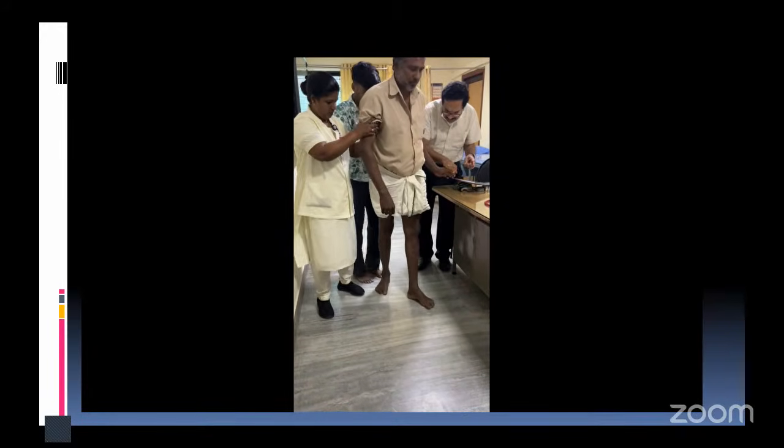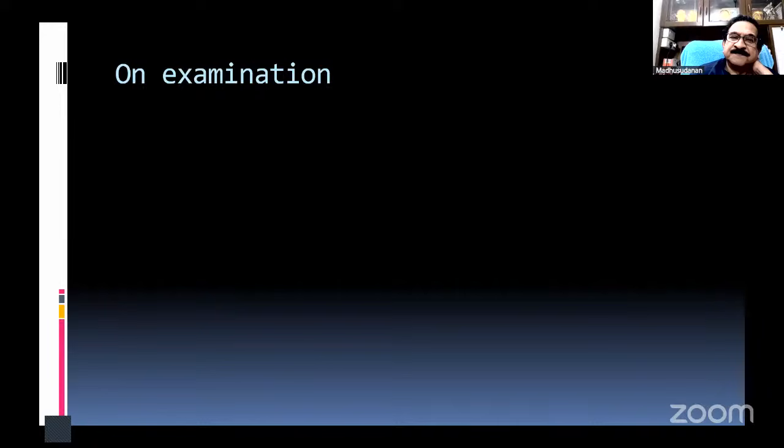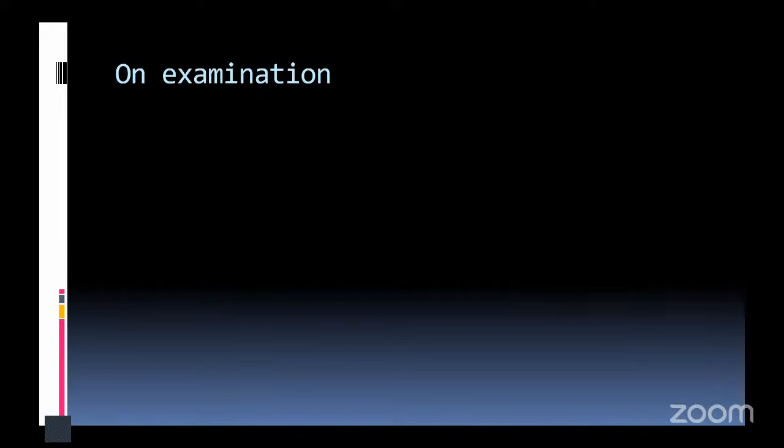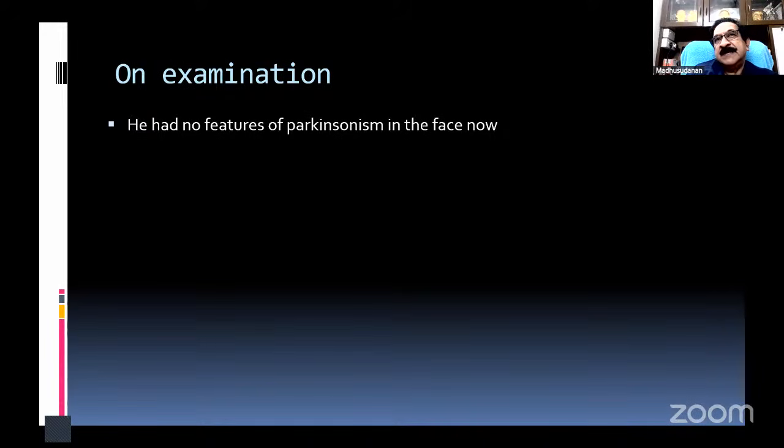Any thoughts? NPH is possible. Yeah, I got it, because there's something confined predominantly to the lower limb. There's one possibility you have to keep in mind, and that is not a frontal gait disorder.